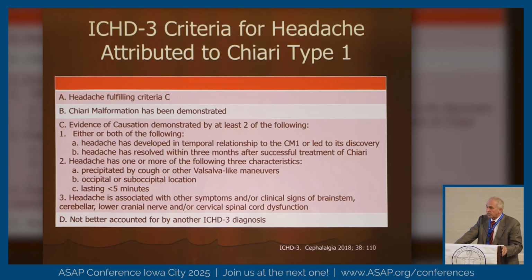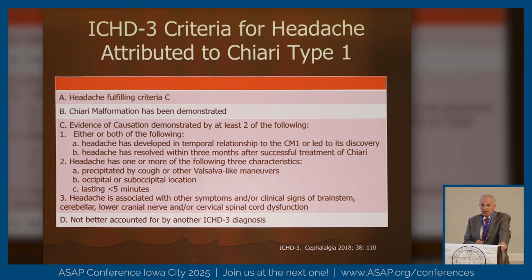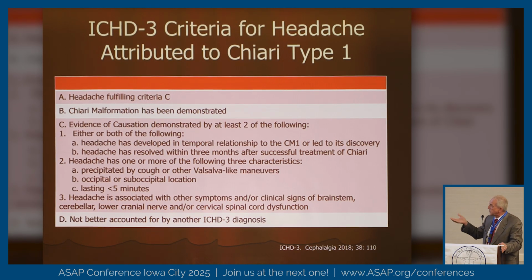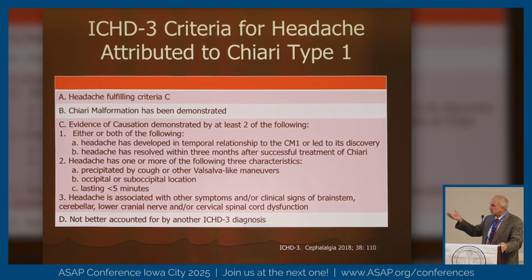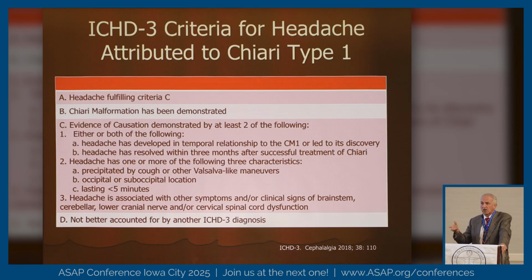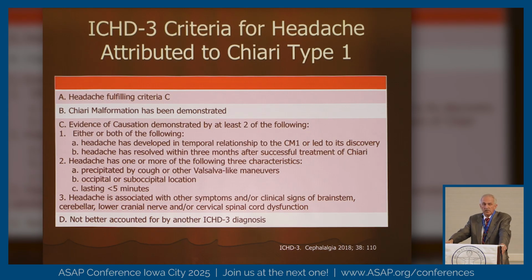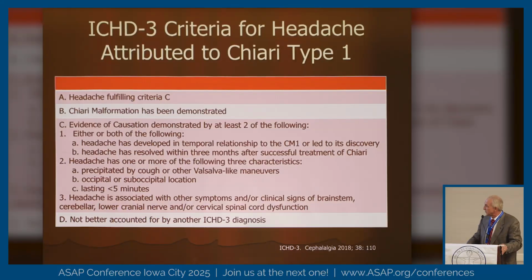And the headache has one of the following characteristics. It resembles what we call high pressure headaches. The headaches tend to be precipitated by cough, Valsalva maneuvers, worse with exertion, sometimes worse with sexual activity. It tends to be occipital or suboccipital in location, and rather short-lived. This is the classic Chiari headache, lasting less than 5 minutes. But I will tell you that usually there's this type of headache along with many different headache types within Chiari patients.